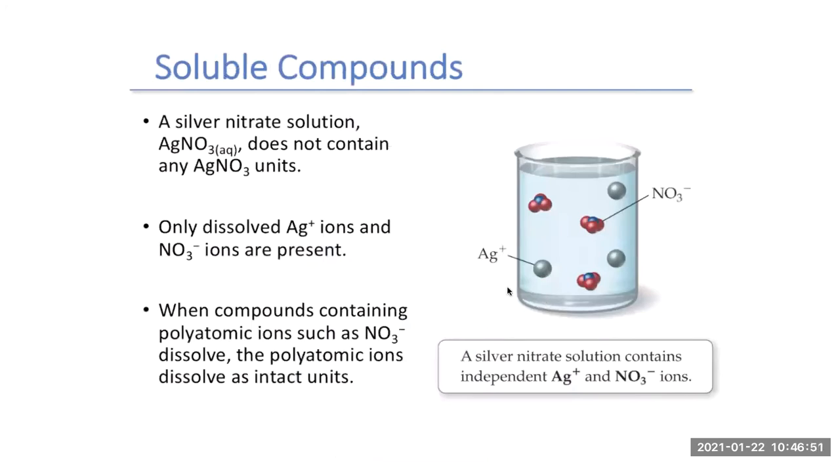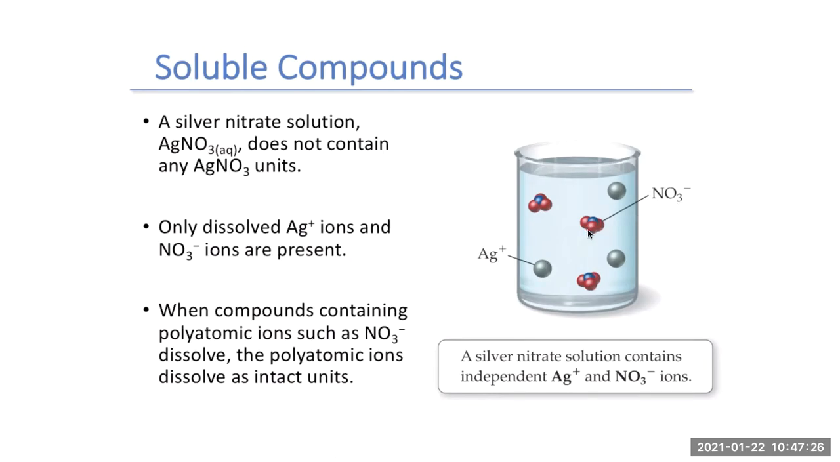And so we can see when something is dissolved in water, it splits apart into its individual ions. Here we have silver nitrate. If I take silver nitrate and dissolve it, I'll get a silver ion and a nitrate ion. Notice the nitrate, the polyatomic ion, stays as an NO3. It stays as that polyatomic ion unit. It doesn't split apart into nitrogens or oxygens.